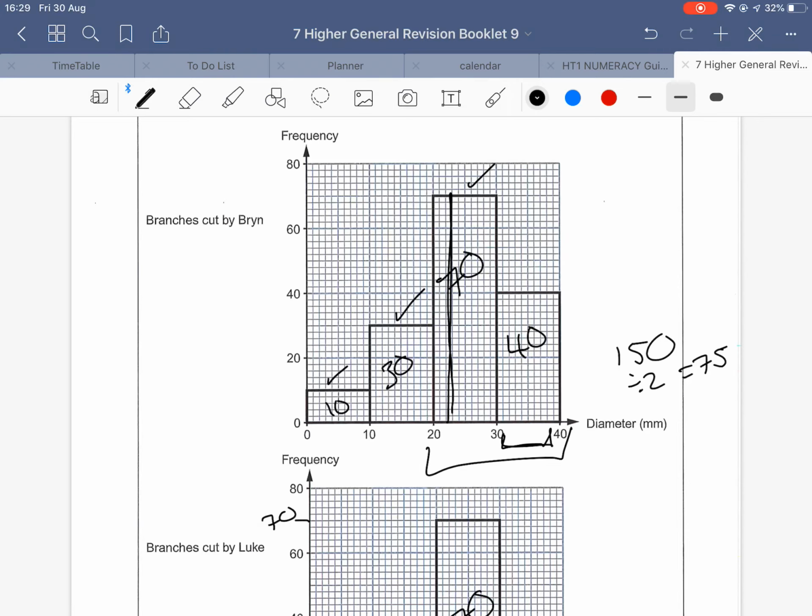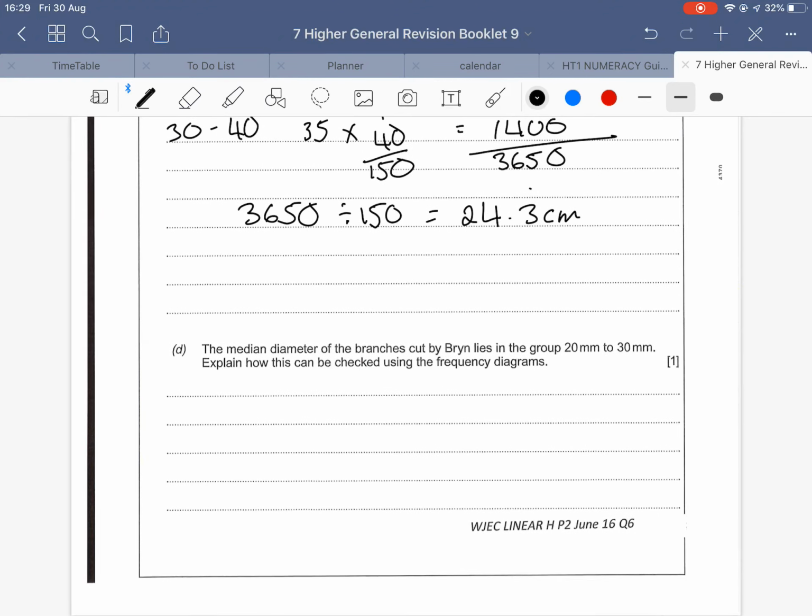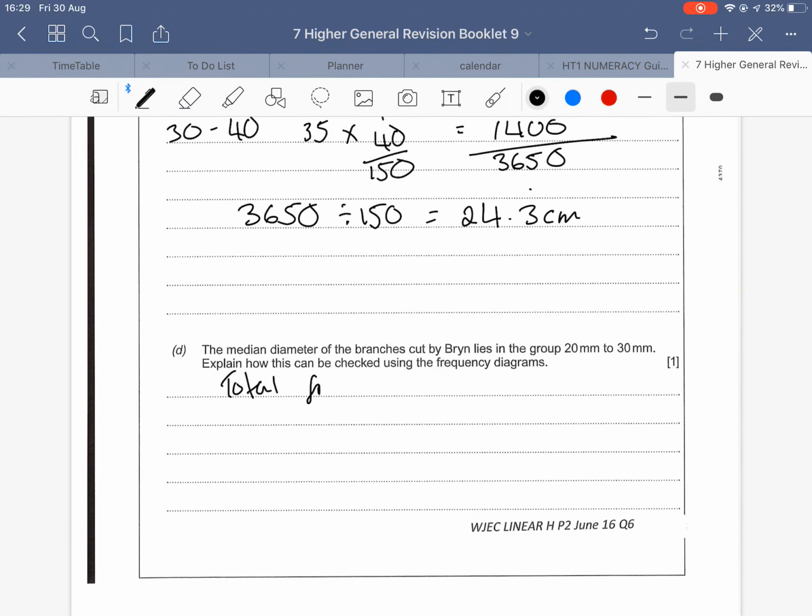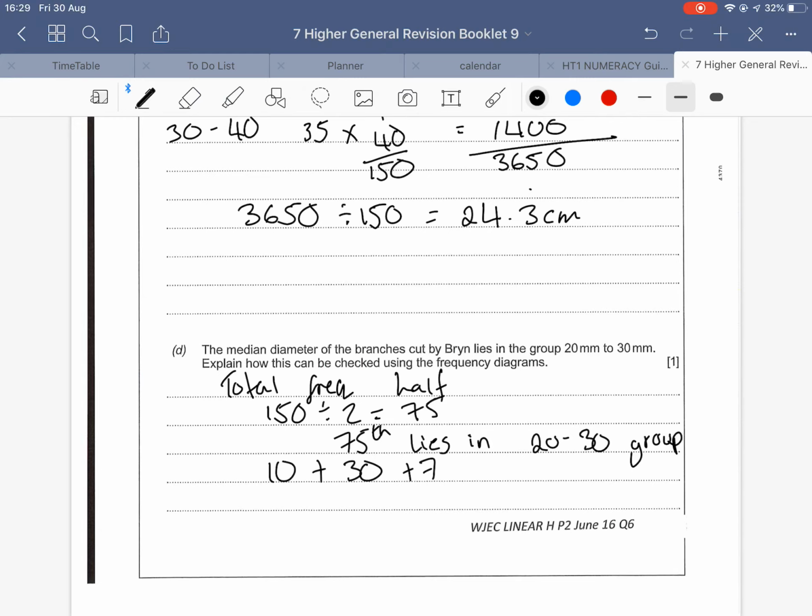So that's all you need to do. The 75th person or tree or branch, wherever he's done, definitely lies in there. So you just take the total frequency halved, so 150 divided by 2 gives us 75, and the 75th lies in the 20 to 30 group, because we got 10, then 30, then 70, so that's 110, which is more than 75. 75's got to be in there.